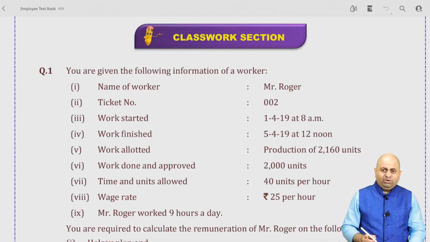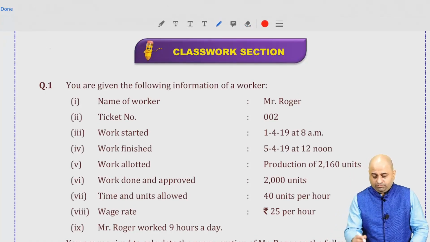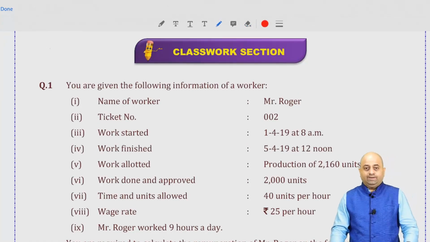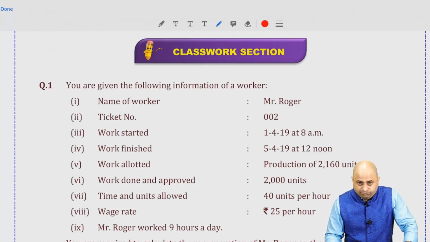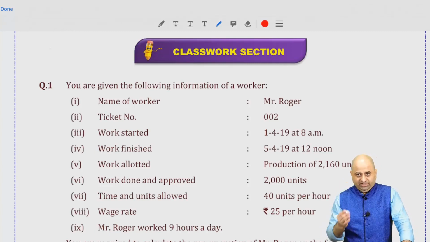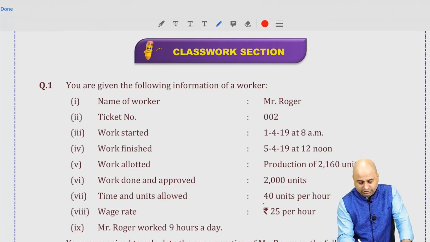First problem, pretty simple problem as such. We were given time allowed and we were given time allowed for 40 units per hour. We are given that very clearly. Here it is.